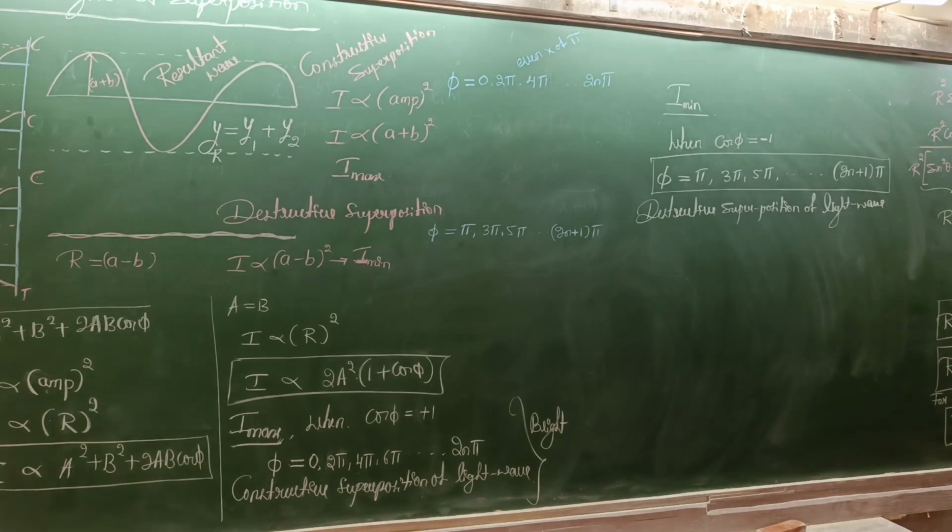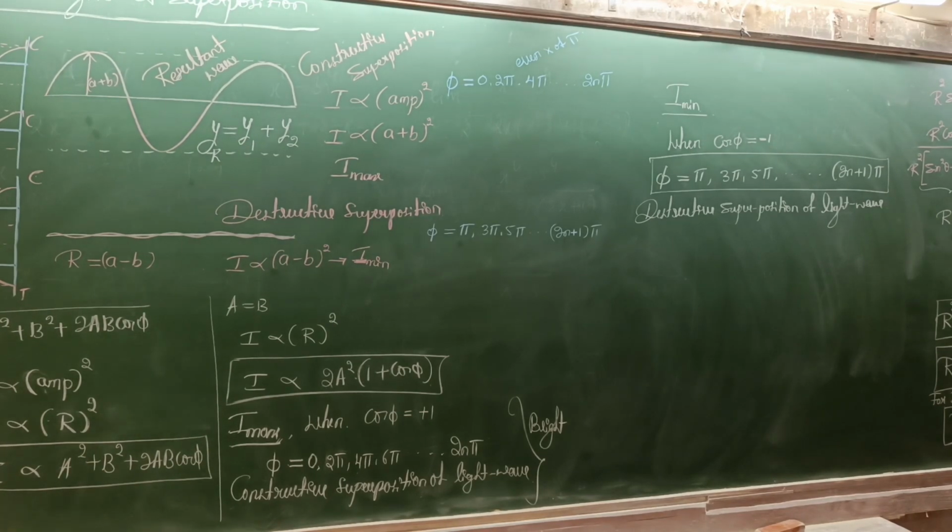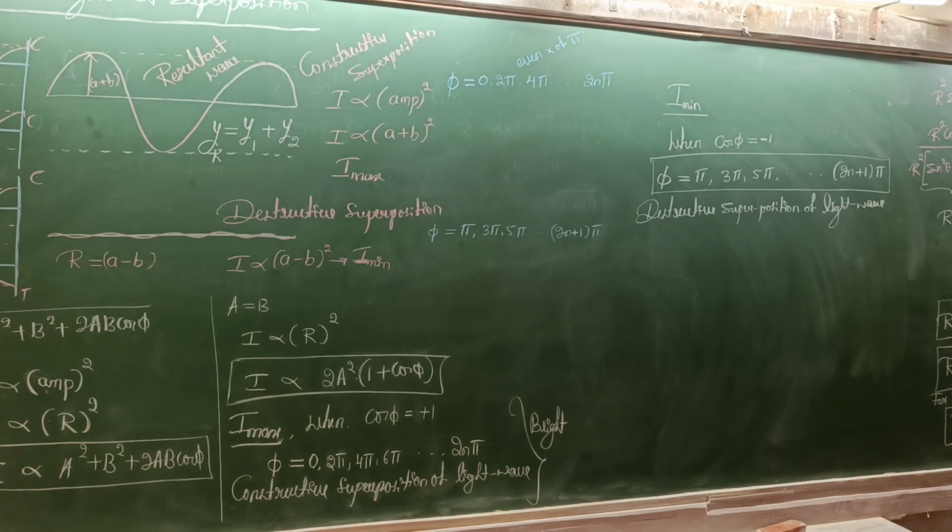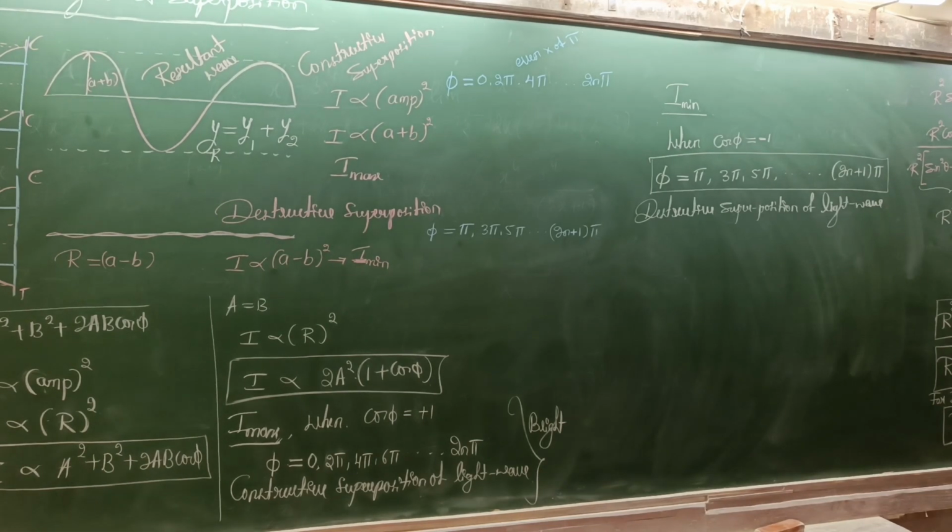So for constructive superposition, what should the phase difference be? 0, 2π, 4π, 6π, right? We have to remember the nth term: in constructive superposition the nth term is 2nπ, and in destructive superposition the nth term is (2n plus 1)π. These are the conditions we have to remember for phase difference. For path difference, in constructive superposition the nth term of the path difference is nλ. In destructive superposition, it is (2n plus 1)λ/2.